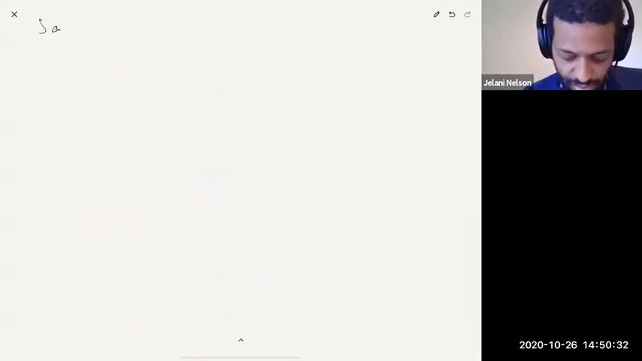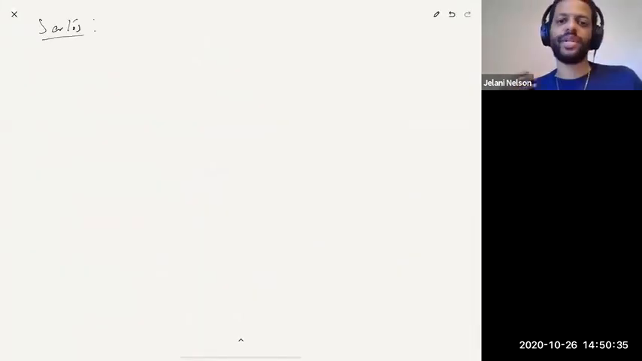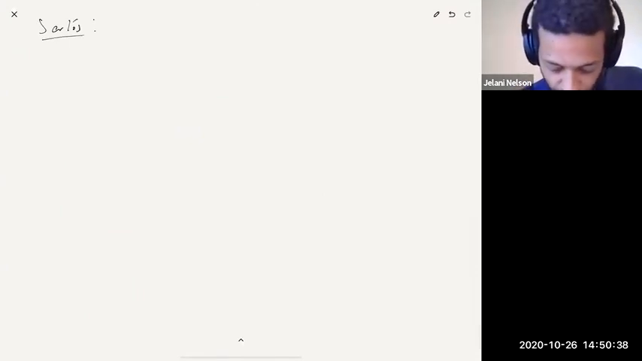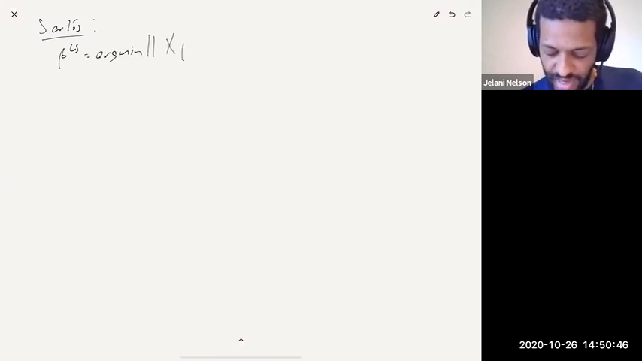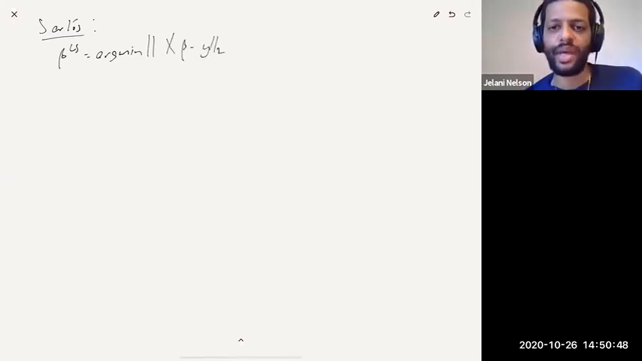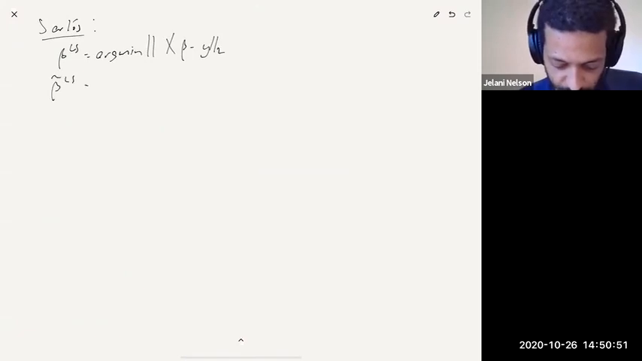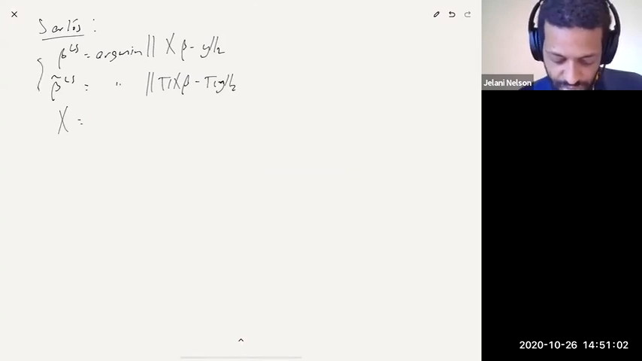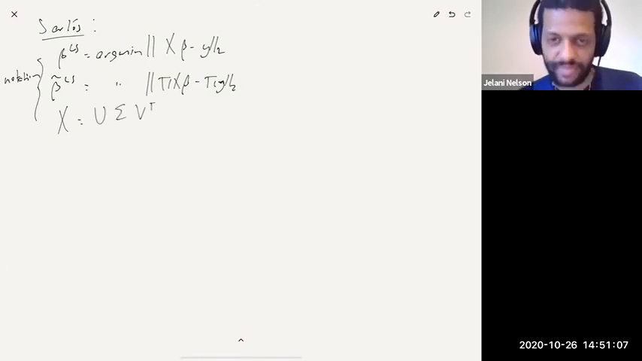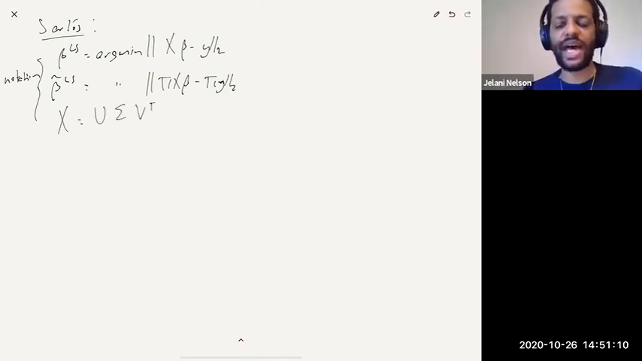So Charlie's approach. Okay. So let's write now beta LS is the argmin of x beta minus y. And I'm going to write beta tilde LS is the argmin of pi x beta minus pi y. Okay. And let me write the SVD. So this is just all notation to set up the proof. X is equal to u sigma v transpose.